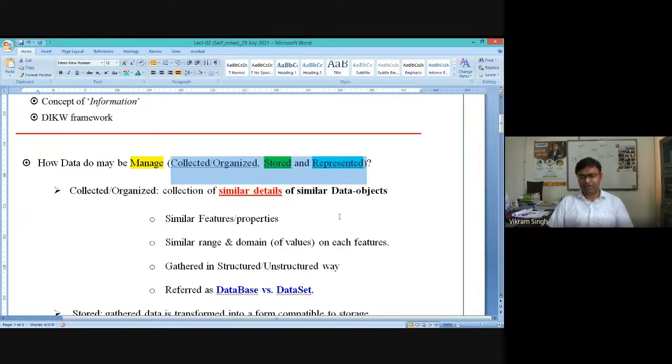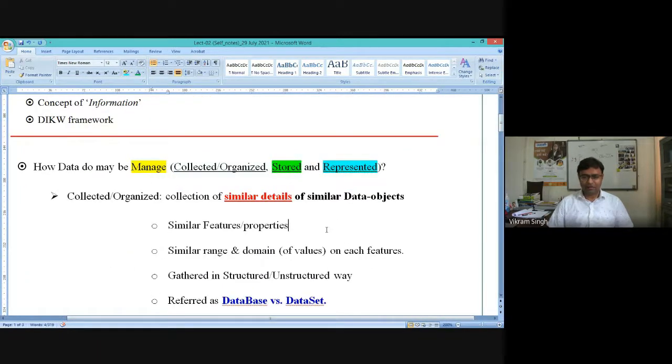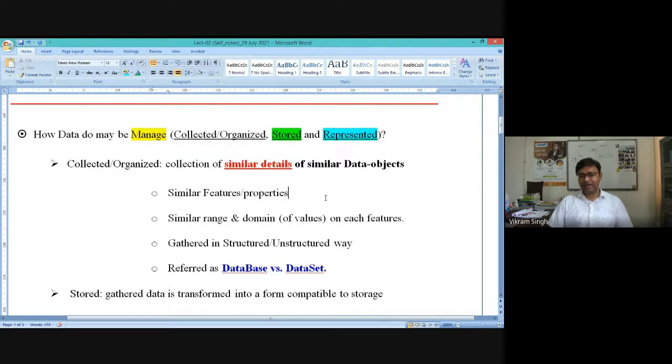So let's open these three layers or tasks one by one. When we say you are trying to collect the data, it is always with respect to similar data. You cannot have the student detail and some passenger detail in one single database table. So whenever we say we are collecting the data, it is always related to the similar data object.